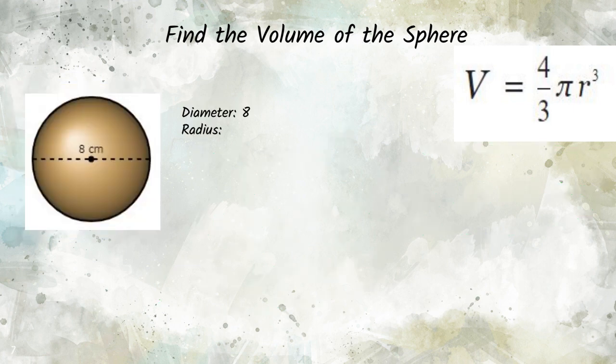Okay, this is actually our last example. So notice on this one, I am given the measurement all the way across, and so that would be my diameter. So my diameter is 8, and I said that the radius is half of the diameter. So if I take this and I cut it in half, that would be 4 and 4. I know I didn't cut it exactly in half. So my radius would be 4 because that is half of the diameter.